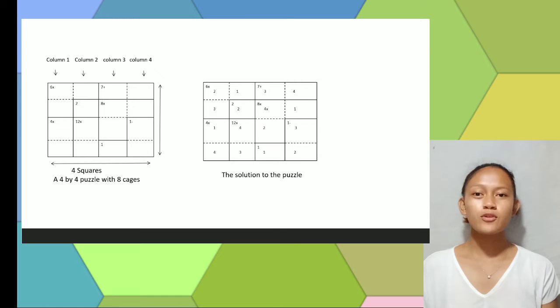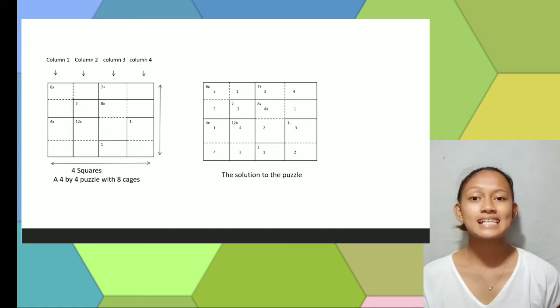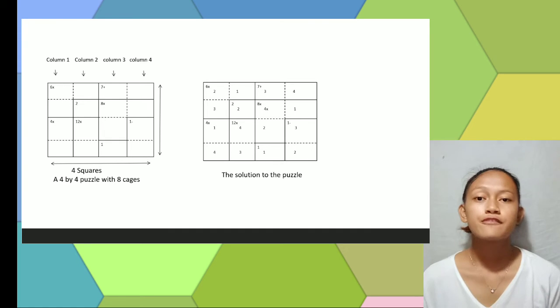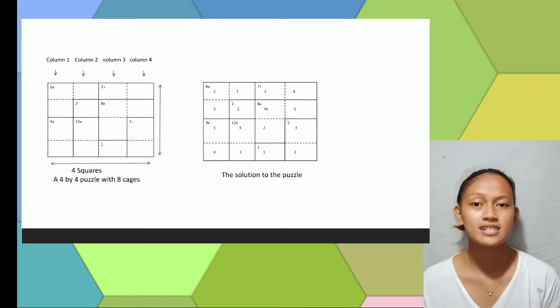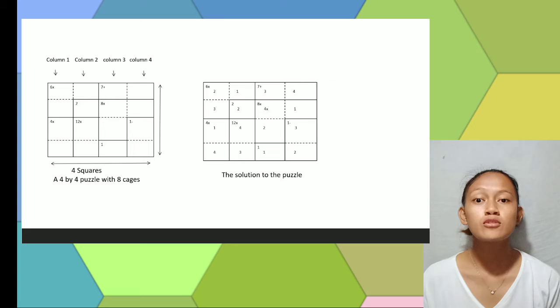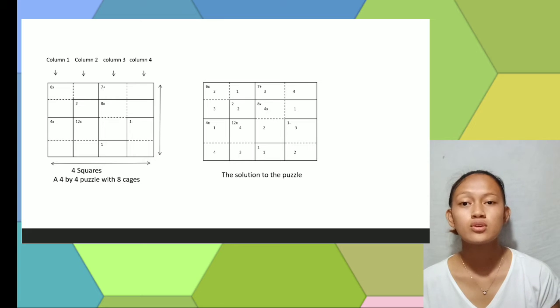This is an example of a KenKen puzzle in 4x4 with 8 cages. Each cage has its given number. The first cage has the number 6 and the multiplication sign. You can simply multiply 1 times 2 times 3.